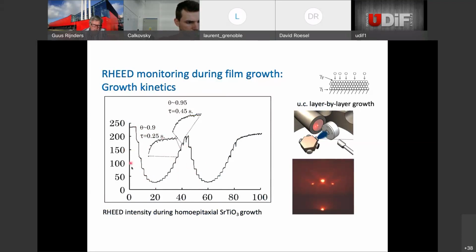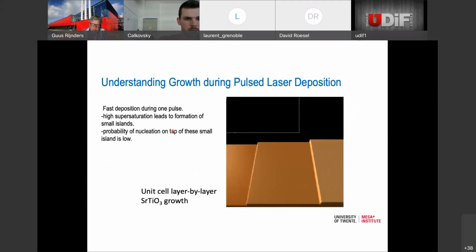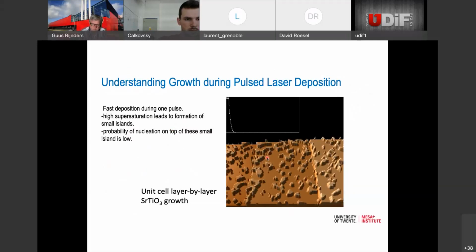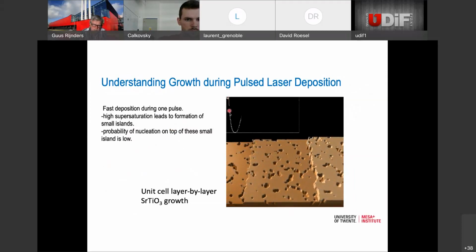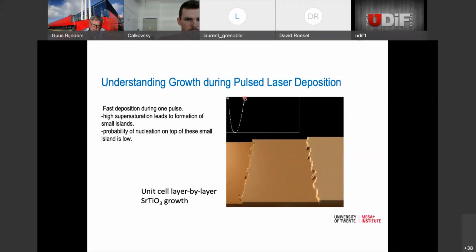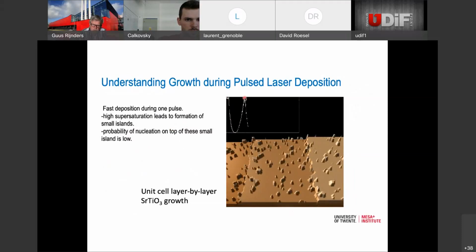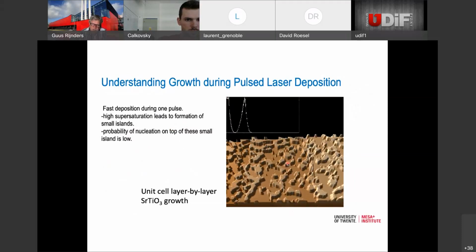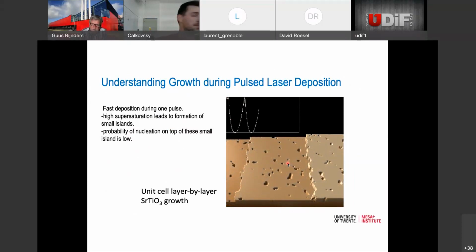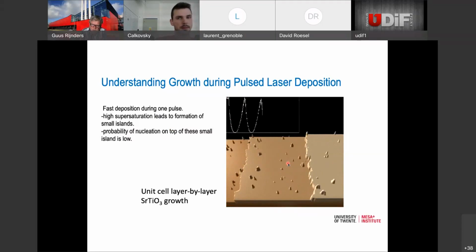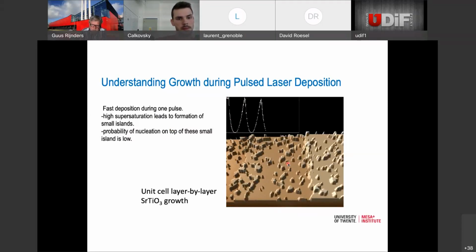I will not go into detail there, but we learned quite a lot about the growth kinetics from looking at this RHEED data. Maybe it is more interesting to show this movie. Here you can see strontium titanate growth on strontium titanate. This is the real RHEED data, where you have deposited a single unit cell layer. This is Monte Carlo simulations based on the measurements we did on the kinetic parameters. We plugged it into a Monte Carlo simulator, and we got this movie.